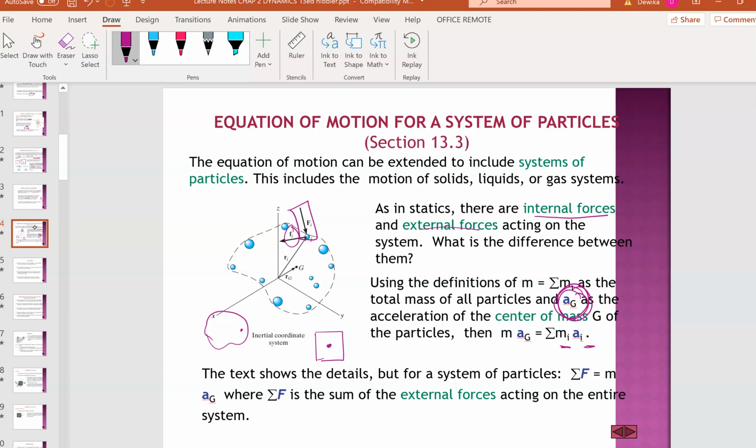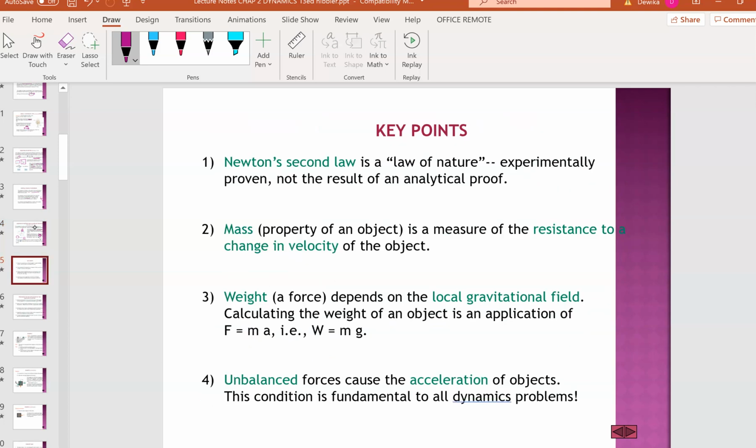Okay. So the important key points to solve these questions. We have Newton's second law. It's a law of nature, experimentally proven, not the result of an analytical proof. And then we have mass, as a measure of resistance to a change in velocity. We have weight, which depends on the local gravitational field. Most of the time it is 9.81. And unbalanced forces cause the acceleration of objects. This condition is fundamental to all dynamics problems. Okay, so these are the key points.